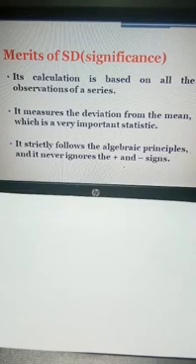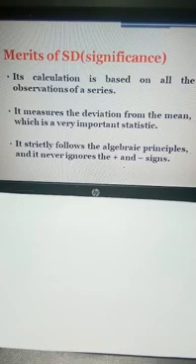Okay, it measures the deviation from the mean, which is very important in statistics. Because the very common measure in statistics is the mean. So this is the measure that calculates how much the data is scattered from the mean. That is very important, and it also enhances the importance of the standard deviation, because we are calculating it from the mean value.